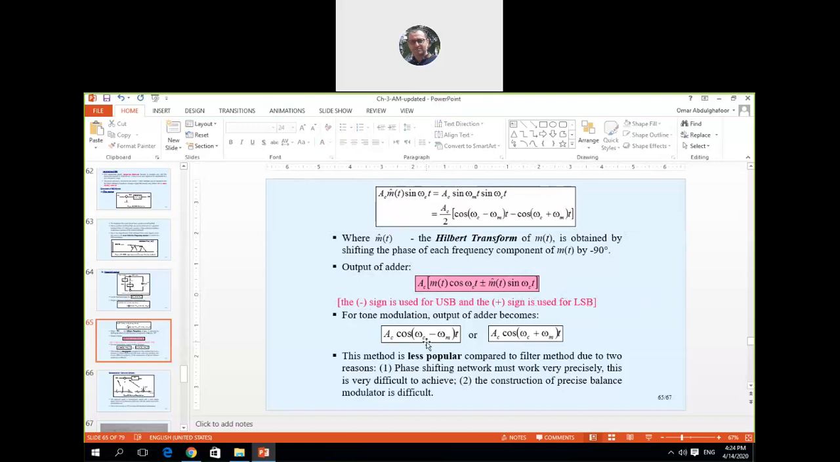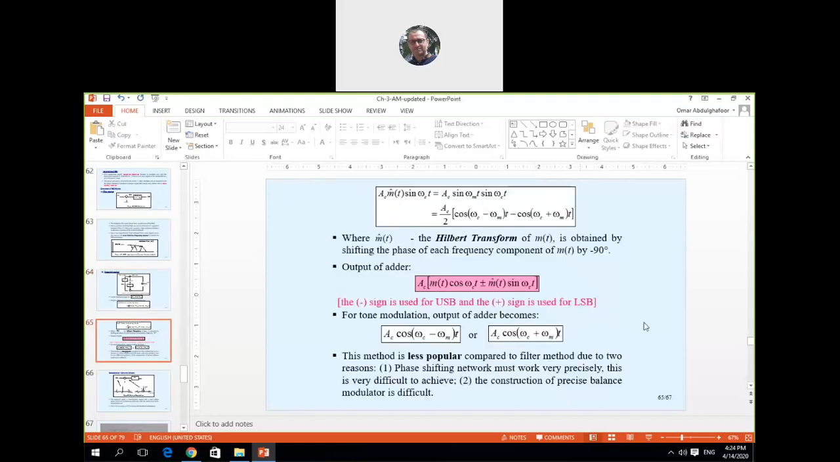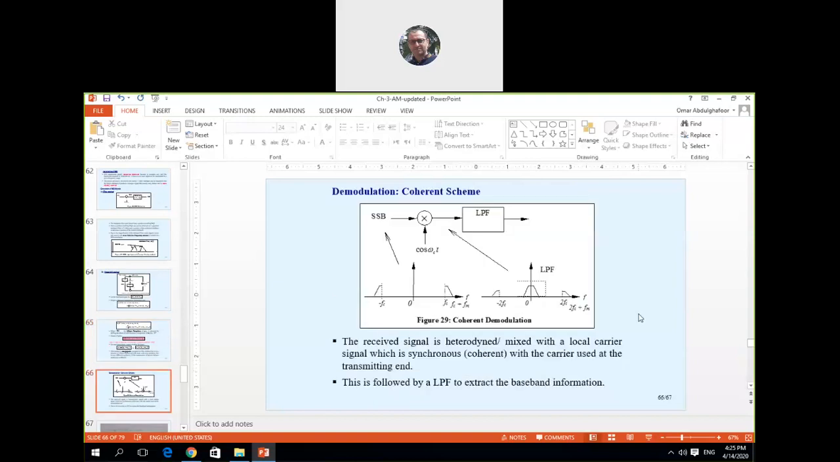So either the lower sideband or the upper sideband is the output from the phase shift. If we take the positive, we reach the lower. If we take the negative, minus, we will have the upper. And definitely, as I mentioned, this one is less popular because in terms of cost it will be much higher compared to the filter technique.